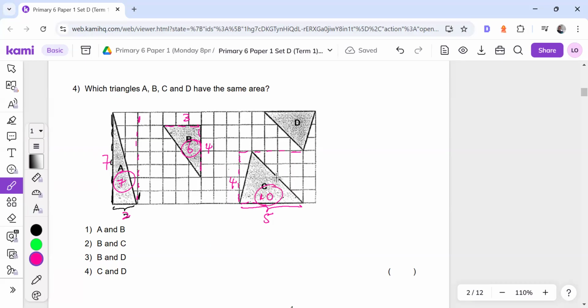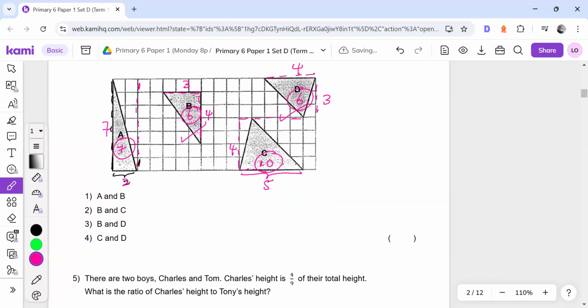And then how about triangle D? That'll be 1, 2, 3, 4. The base is 4, and the height will be 3. So half times 4 times 3, you will get 6. So which two triangles have the same area? Isn't that B and D? So B and D will be your answer, number 3.